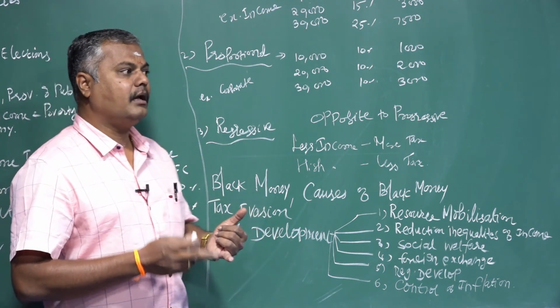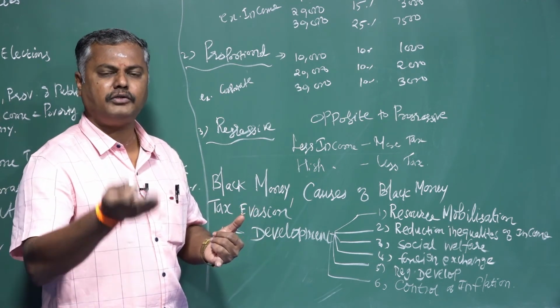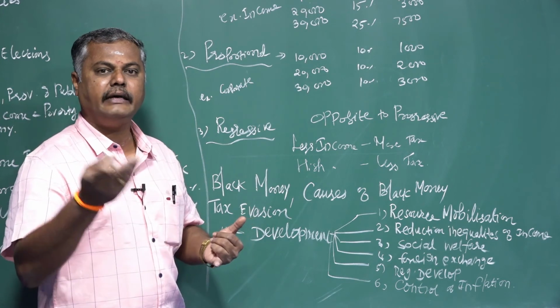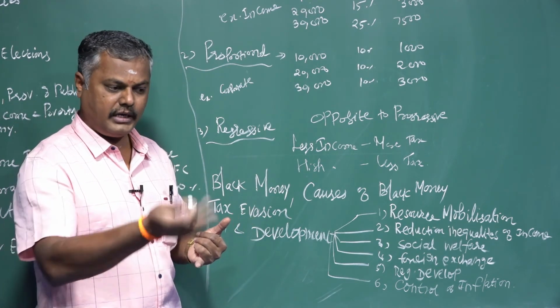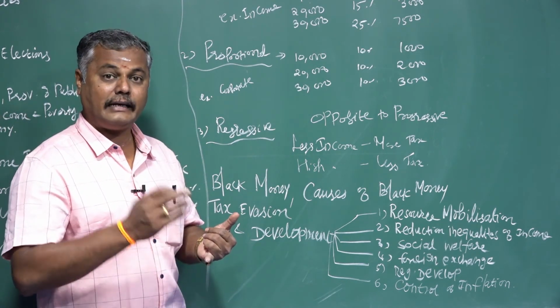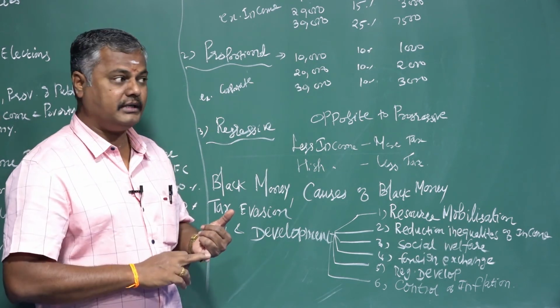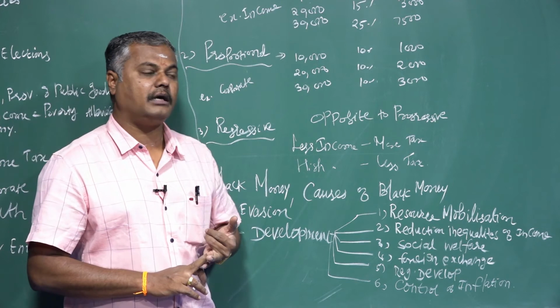Under-reporting income. See, if you are not producing the original income or original revenue, how can the government calculate the income of our country? Tell me, it's not possible. Am I right or not? Can you say? If you are not showing the proper accounts, how can the government calculate the national income of our country? That's the first one.